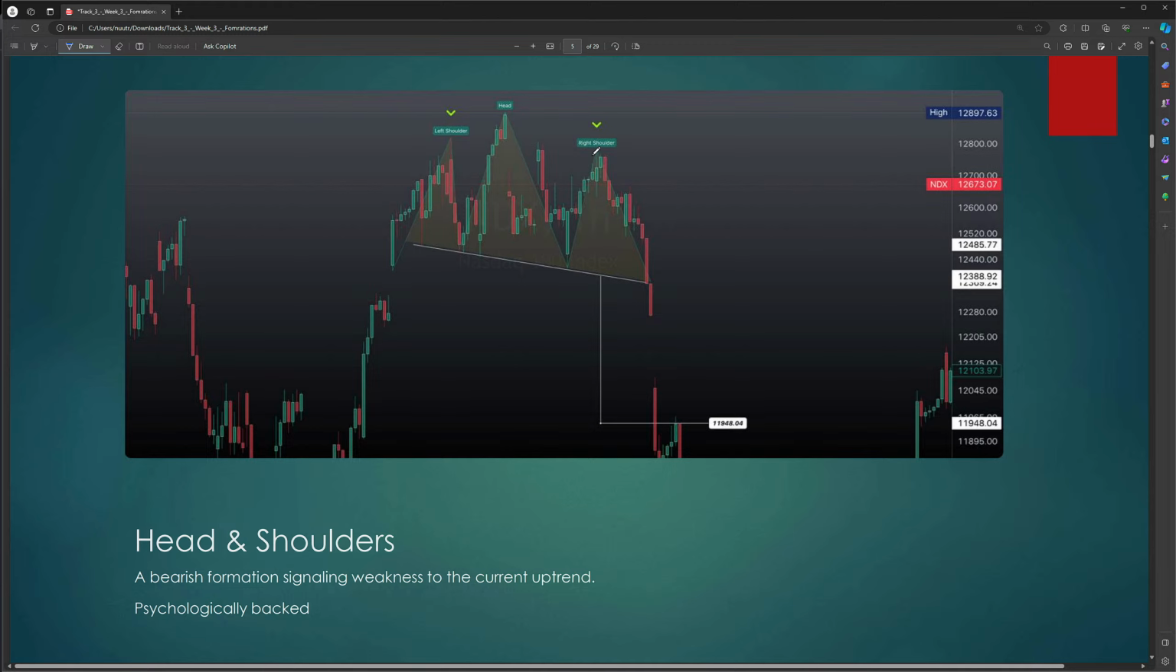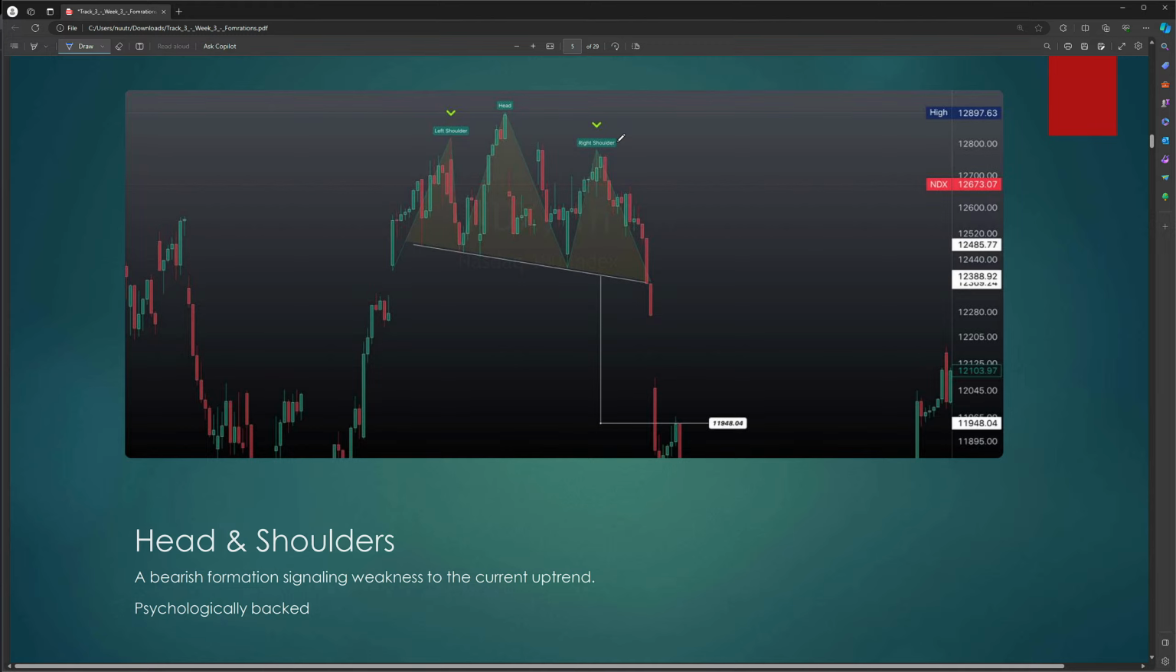And I will tell you that this one does get realized more often than a lot of other formations, like the cup and handle formation. That doesn't have too great of a hit rate, right? So this formation does. Okay, so this is a bearish formation signaling weakness to the current uptrend, right? Psychologically backed. The way that you can take your psychological take profit.